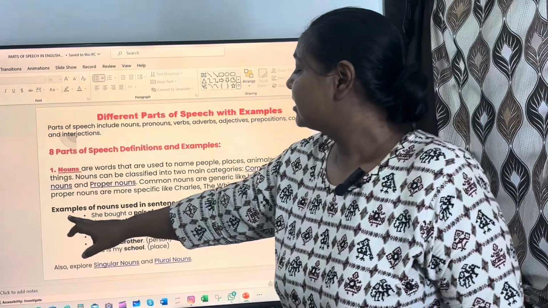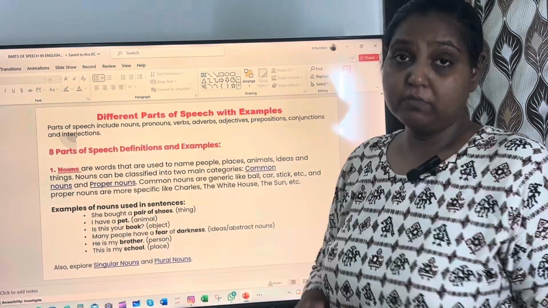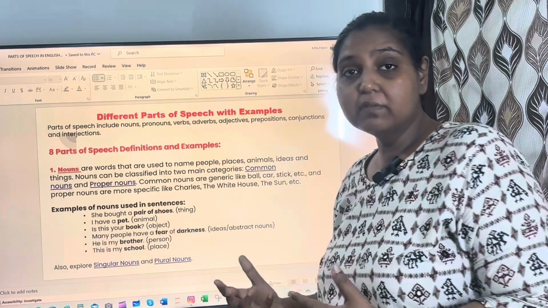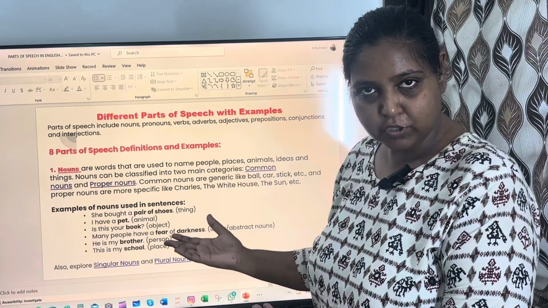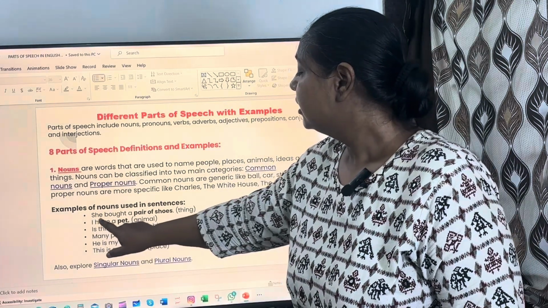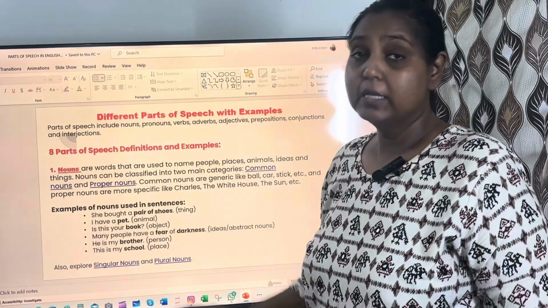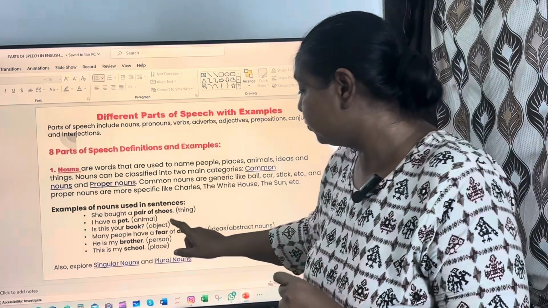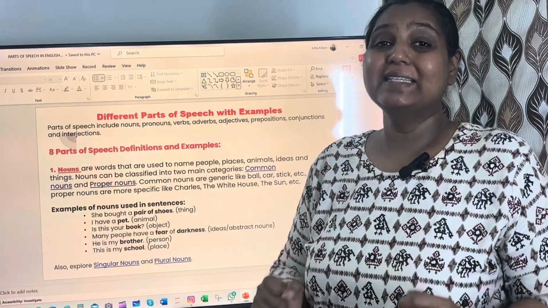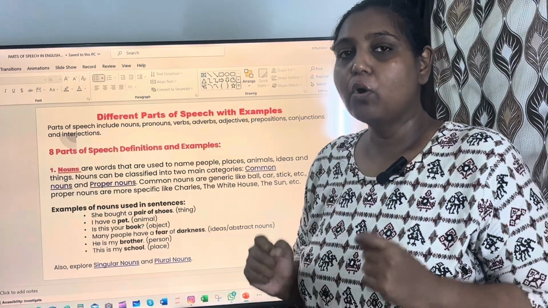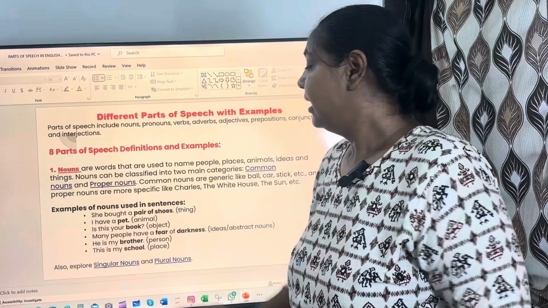Now, some examples are given here. How can we use these nouns in our English language? So let us have a focus on it. Number one, she bought a pair of shoes. A pair of shoes, which is indicating the name of a thing.